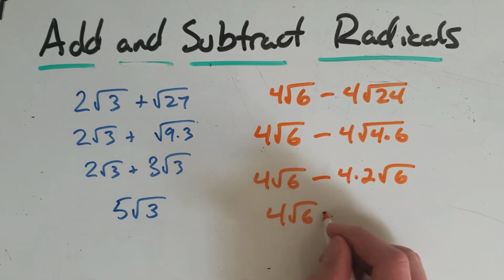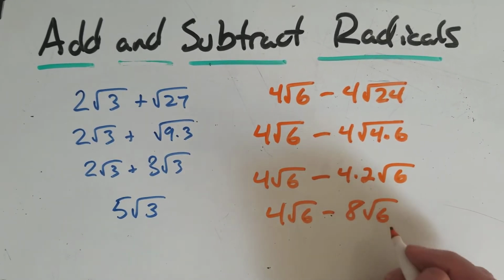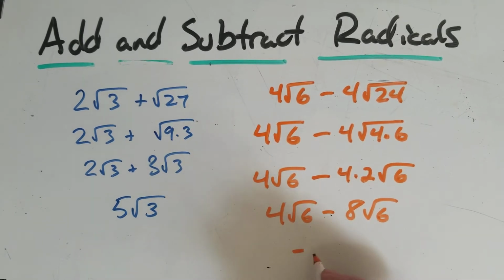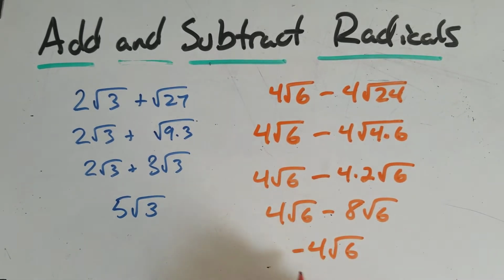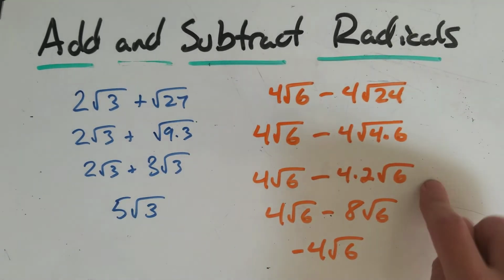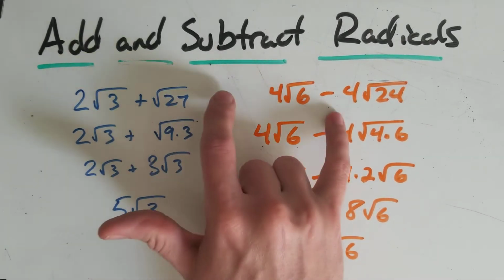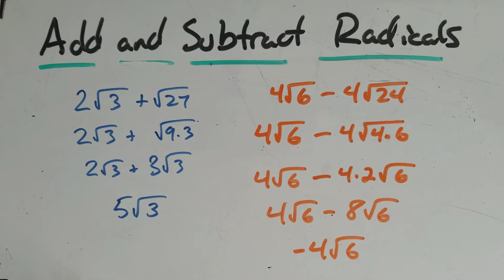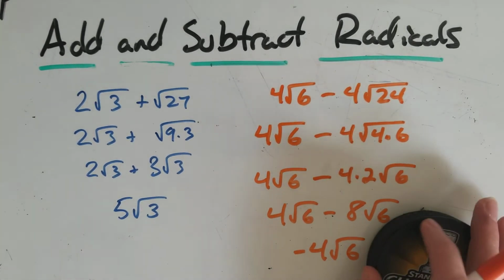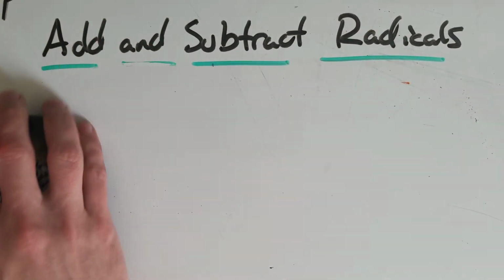So 4 root 6 minus 8 root 6, and you'll end up with negative 4 root 6. And that right there is simplest radical form. So sometimes you have to do a little bit of work. Just make sure each term is in simplest radical form. Notice with these you're adding and subtracting, so we're not using that property we talked about in the past because that's only for multiplying. So adding or subtracting, it's like terms.